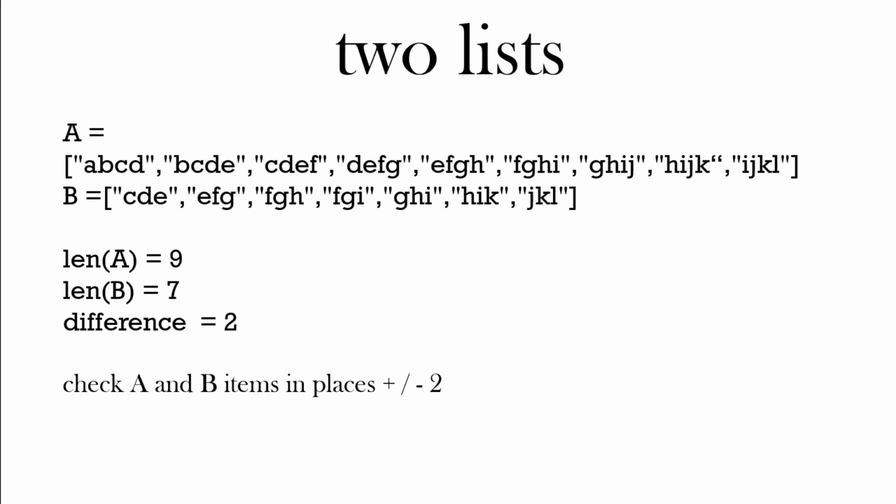Now we tried when there's 1 difference. Now let's try with a difference of 2. So we can change our lists. The first list has a length of 9, our second list has a length of 7 items, so the difference is 2. So we need to check both lists where the difference might be plus or minus 2.